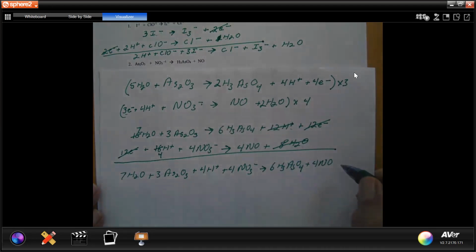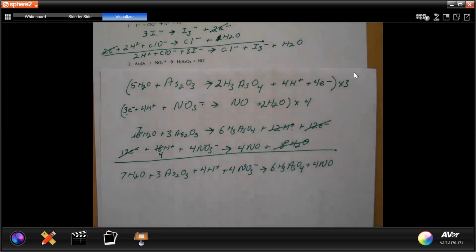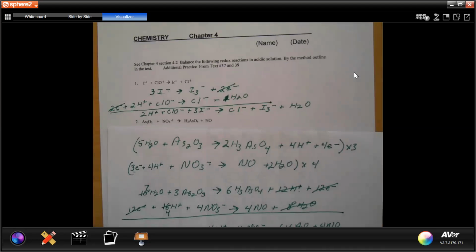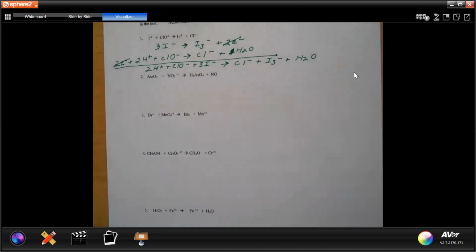I'll let you do that on your own, but if you count everything carefully, you should see that the number of atoms of everything is the same on both sides, and it's balanced for charge. All right, so that's the first two. The first one was a little easier. The second one was a little bit harder. See what you can do with numbers 3, 4, 5, and 6.